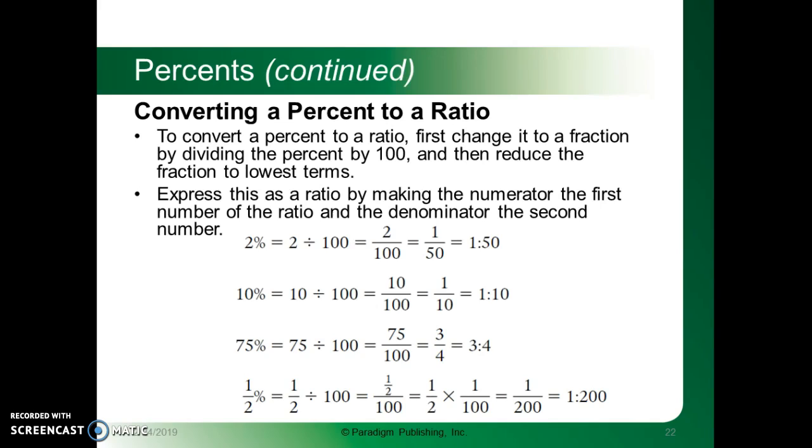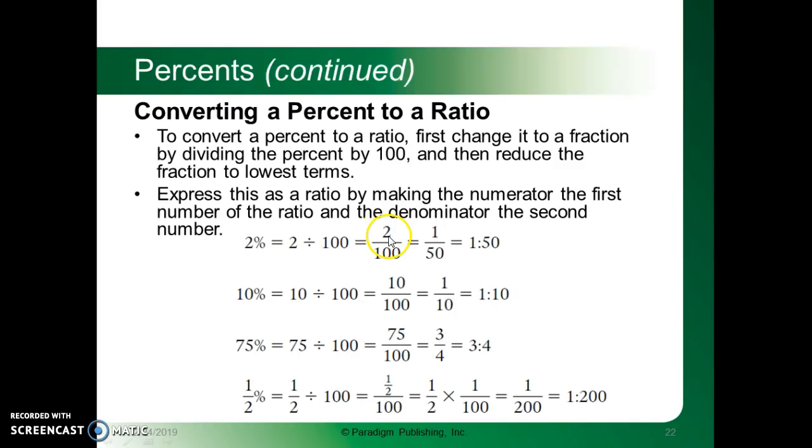Converting a percent to a ratio. So the opposite way. To convert a percent to a ratio, first change it to a fraction by dividing the percent by 100. Then reduce the fraction to the lowest terms. So express this as a ratio by making the numerator the first number of the ratio and the denominator the second number.